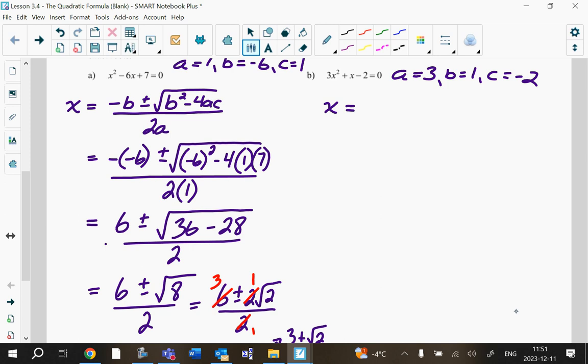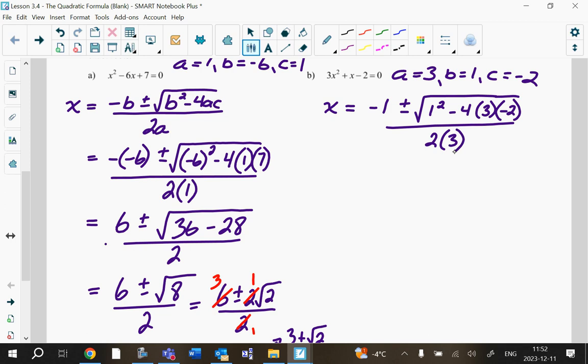So negative b, or negative 1, plus or minus square root of 1 squared minus 4 times 3 times negative 2, divided by 2 times 3. And then I simplify as much as I can. One squared.